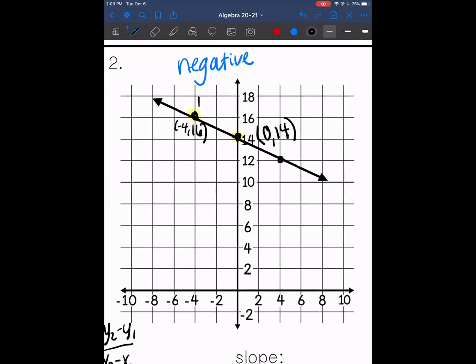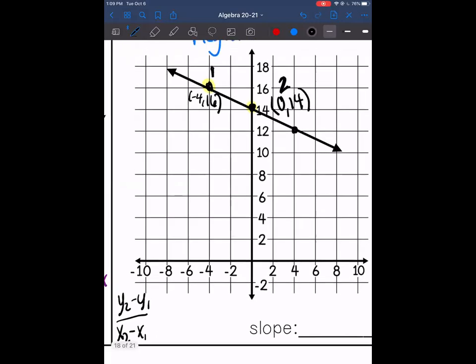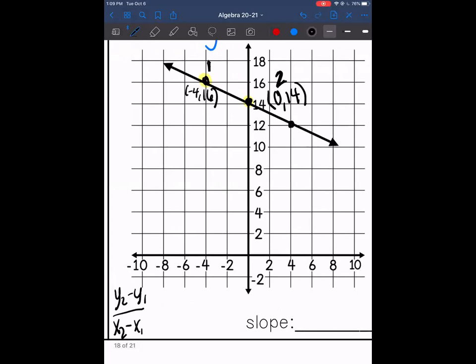This is my first point. This is my second point I'm going to use for this one. So my y value on my second point is 14 minus the y value for my first point, which was 16, over the x value for my second point, which is 0, minus the x value for my first point, which is -4. Okay, so 14 minus 16 is -2.